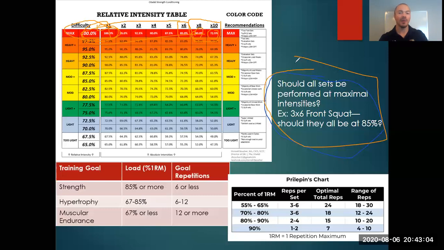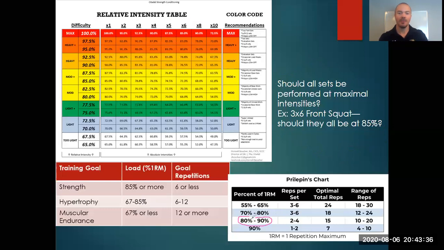So three sets of 6 front squat at 85%. It's arguable, and there's logic against it. You could probably make a sound argument for it, but for those reasons, I would argue against it. And then let's say in the argument you weren't allowed to use our relative intensity chart. So let's look at Prilipin's chart.